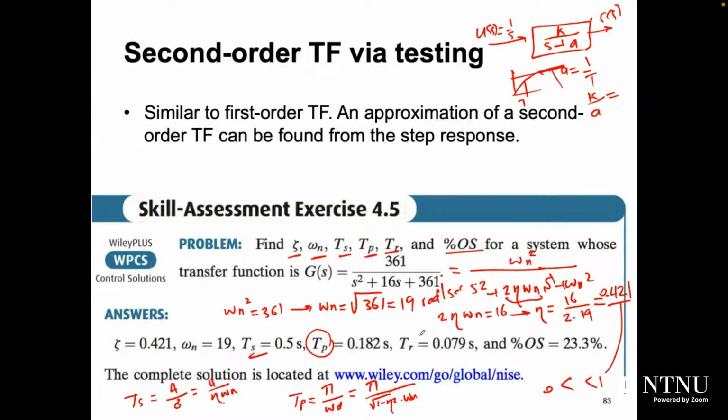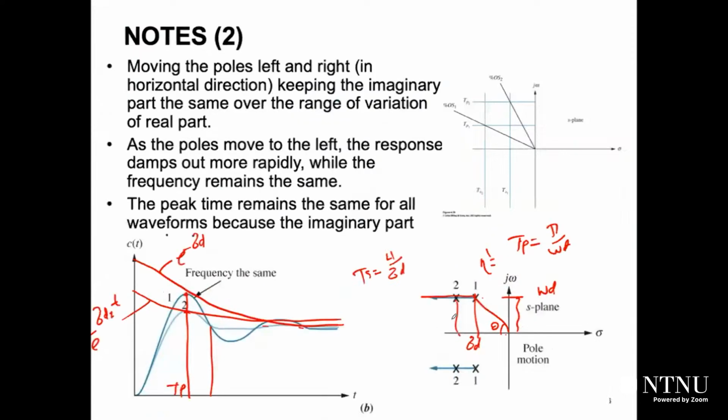Rise time, we need to get it from the graph, right? For zeta, we will go back to the graph. We can do it quickly also. Zeta is 0.42. We will go back to the graph.